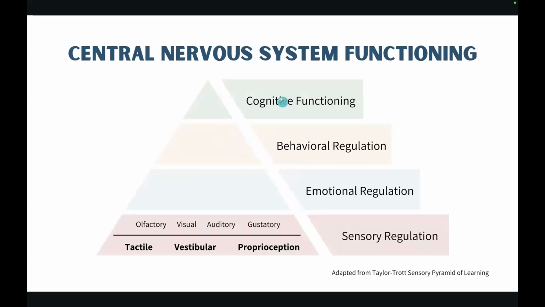This is the hierarchy for capacity that I use. It's based off Taylor-Trott's sensory pyramid of learning. It's based on how we develop different levels of functioning, but it's also about which ones to address first. So when we're looking at our central nervous system functioning, the most basic is our sensory regulation. And within that, according to them, it's tactile, vestibular, and proprioception. It is only when we feel more comfortable with these that we have more access to our emotional regulation, behavioral regulation, and cognitive functioning.